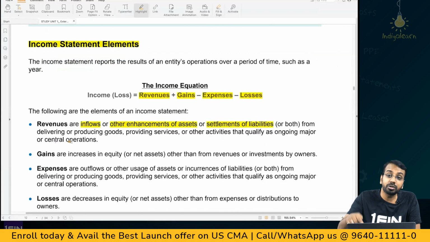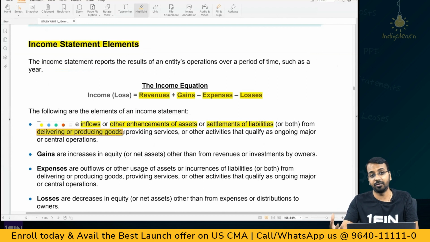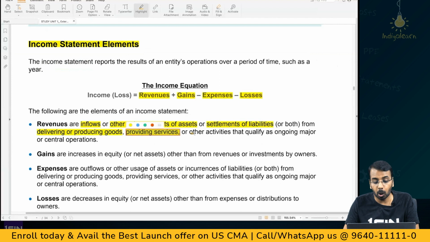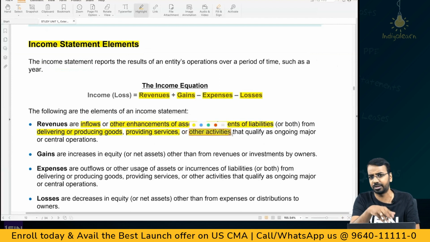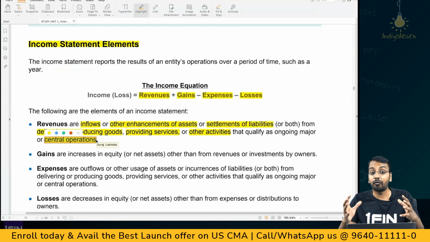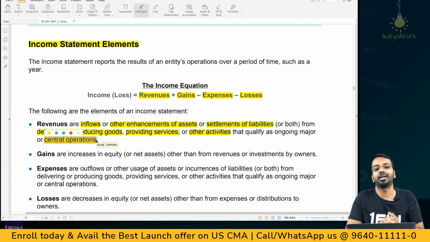Now, where should this inflow come from? It should come from either delivering or producing goods. So if I am a trader or if I am into manufacturing, I have to deliver goods, or provide services or other activities. Generally goods and services cover all of those items, and sometimes interest also. That qualifies as ongoing major or central operations. So this is the key to the definition. Whatever money we receive from our core operations, from our main operations, that is called revenue.